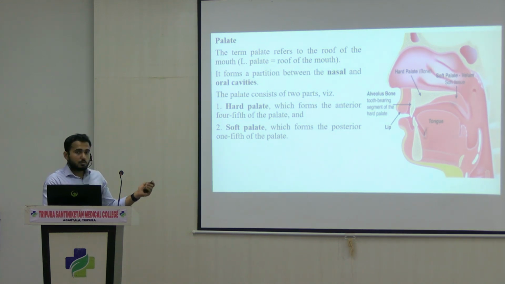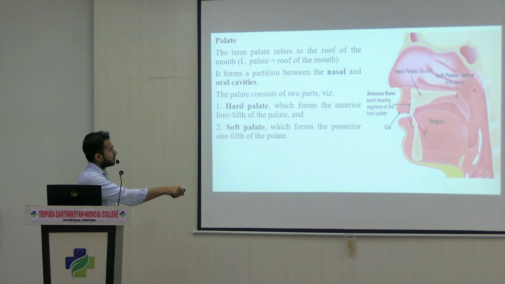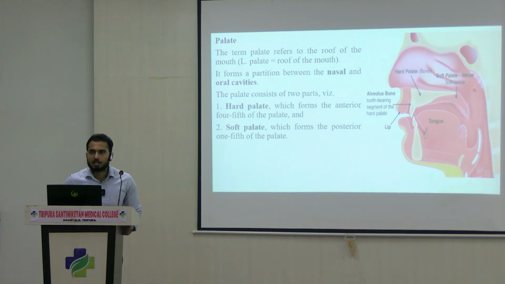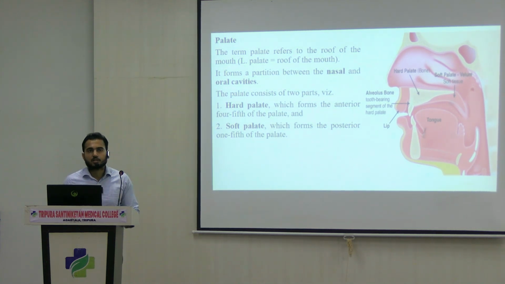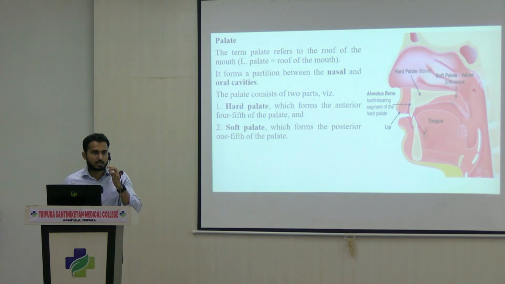Most of the palate is hard palate, that is bone. You can see the anterior 4/5 of the palate is made up of hard palate, and the posterior 1/5 is made up of soft palate. Now in the diagram, can you see the hard palate? This entire part is the hard palate, and this small part is the soft palate. We will not discuss the hard palate in detail because you will be studying that in osteology. Just a brief introduction to the hard palate, and then we will discuss the soft palate. Very important structure.